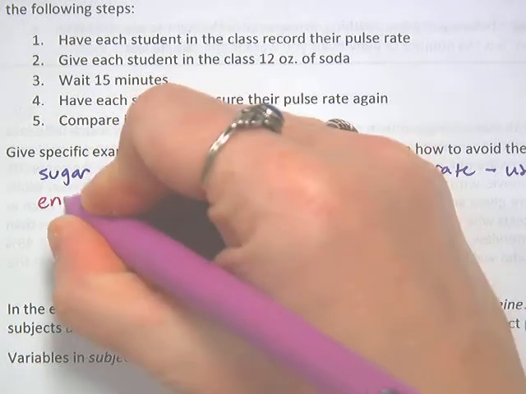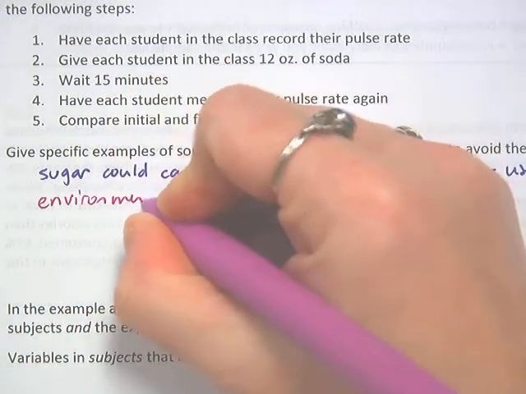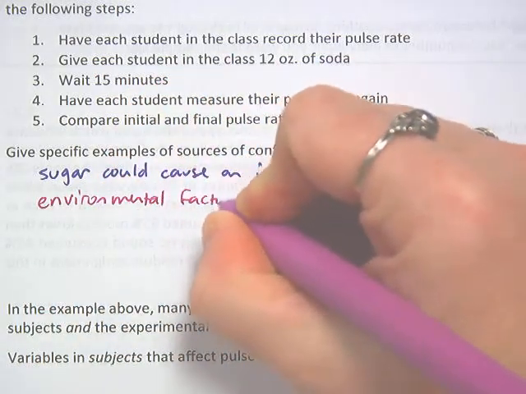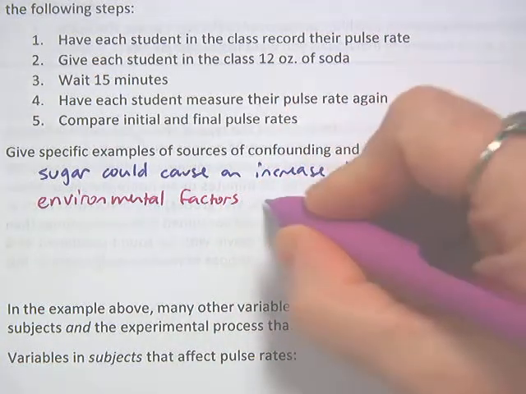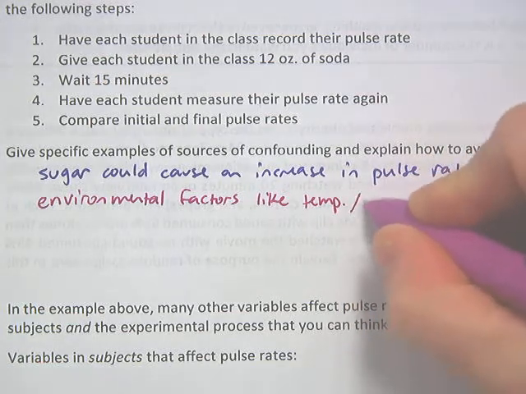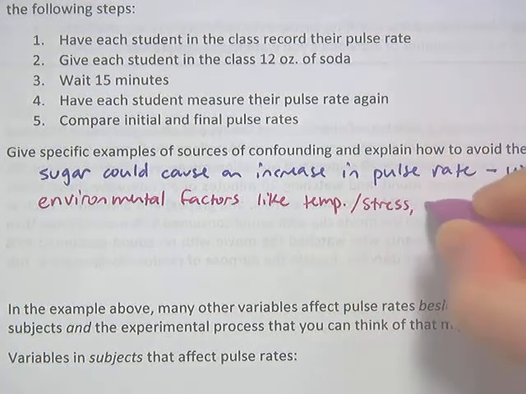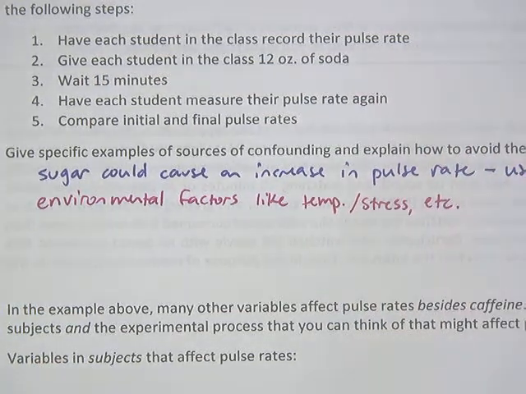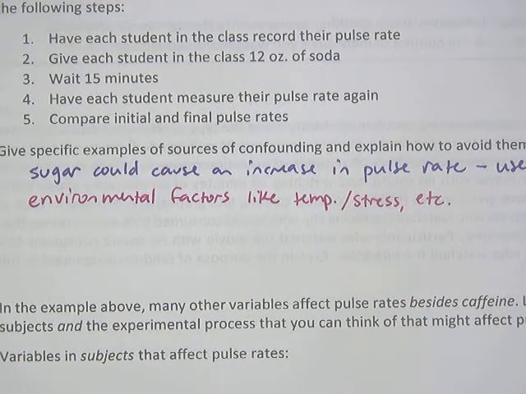Environmental factors, like temperature, stress, etc. Now, you can't really avoid somebody in your experiment being stressed that day, but you would just take care to make sure that every single person in the experiment was in a similar environment, as similar as possible, and we'll talk about that more in just a second.